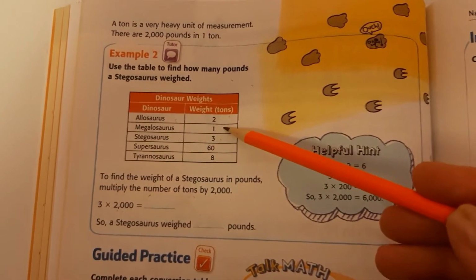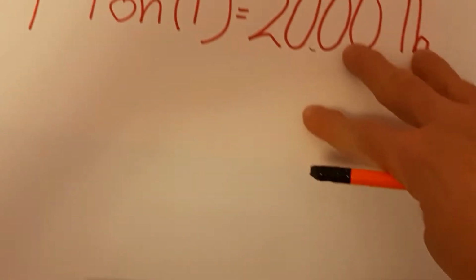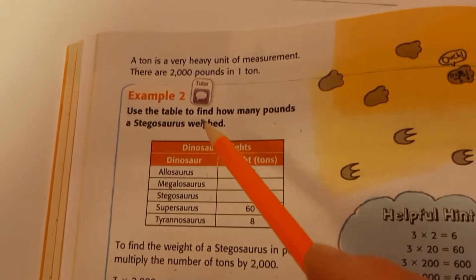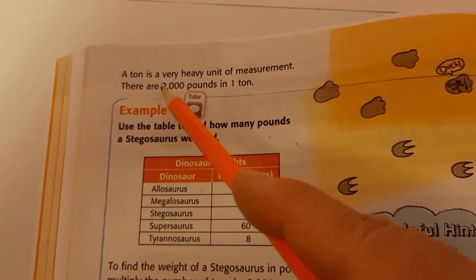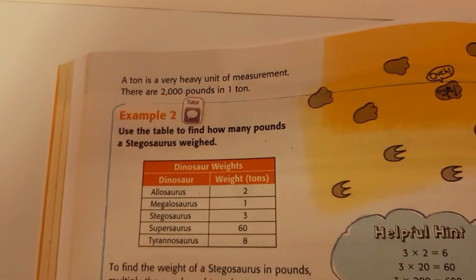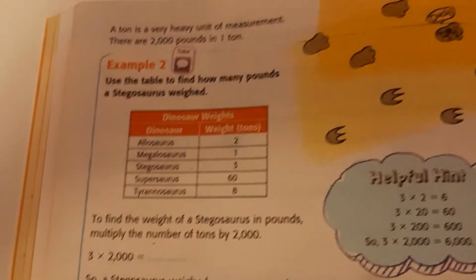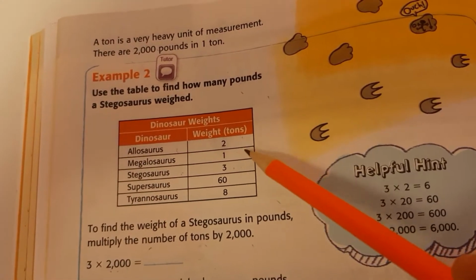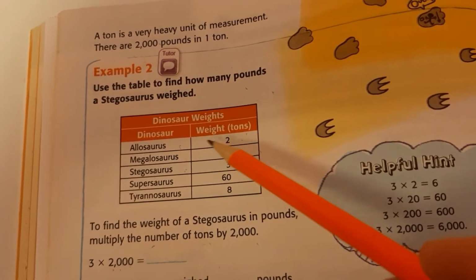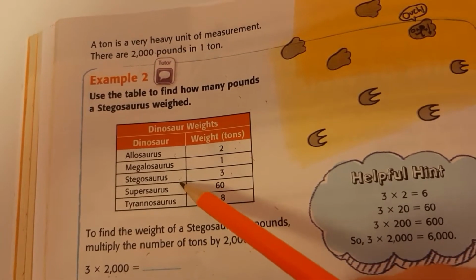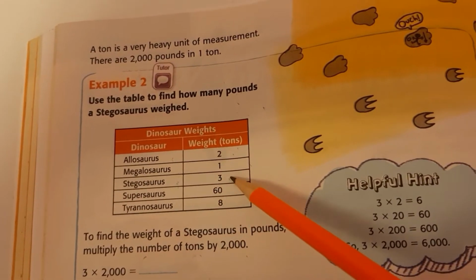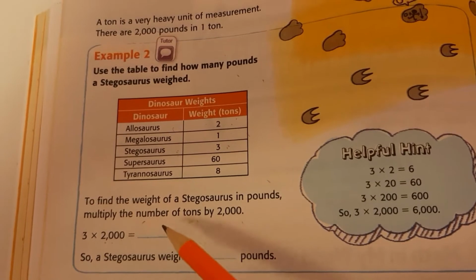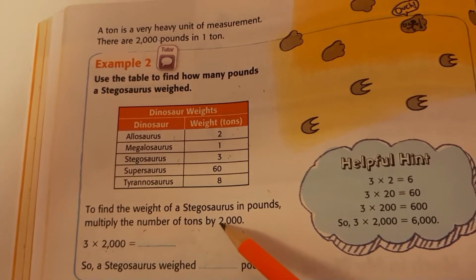What I was saying is the good thing is with tons, since there are 2,000 pounds in a ton, you really just have to multiply it by 2 and then add 3 zeros. So let's take a look at this. It says use the table to find out how many pounds a stegosaurus weighs. So we look at the table. Allosaurus, Megalosaurus, Stegosaurus. Okay, a stegosaurus weighs 3 tons. To find the weight of a stegosaurus in pounds, you're going to multiply the number of tons by 2,000.